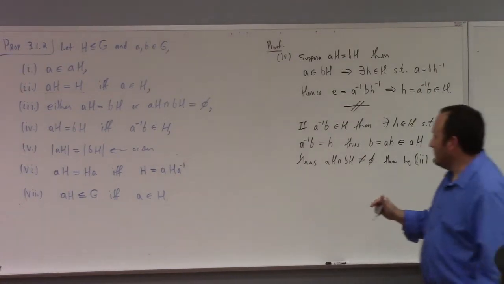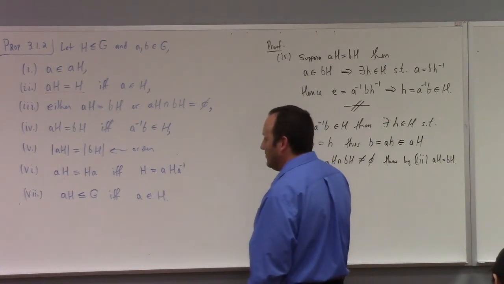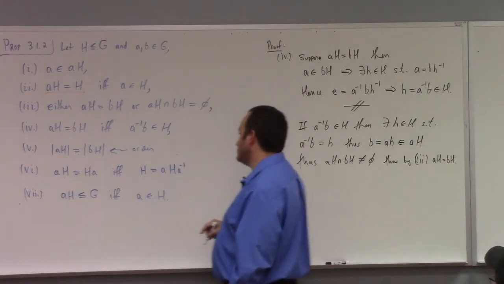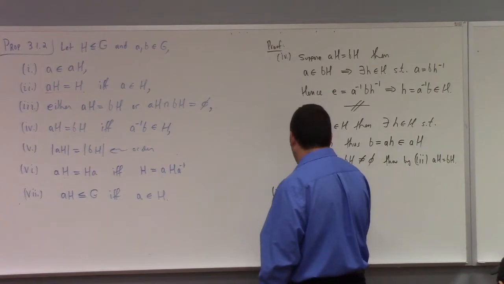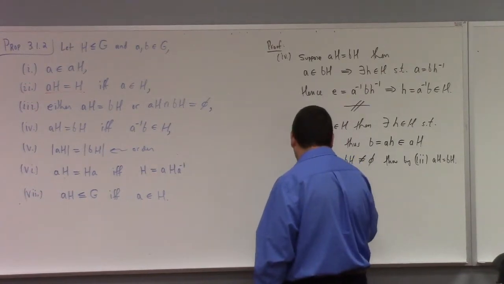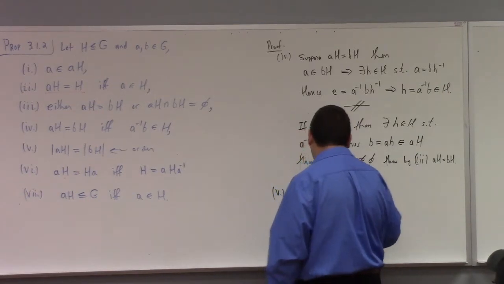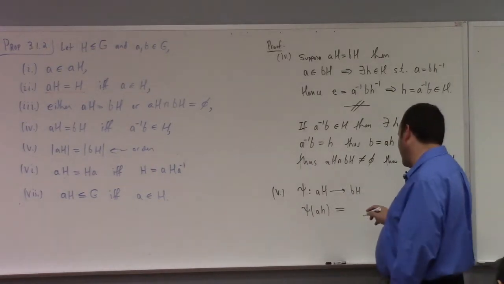And all right, so to prove 5, you just need a bijection. We need a bijection between here and here. So what's a bijection between AH and BH? Give me a map. Psi, I want to map psi from AH to BH. Can you guys tell me the map? Psi of, here's a typical element, AH, what do you map it to? BH?